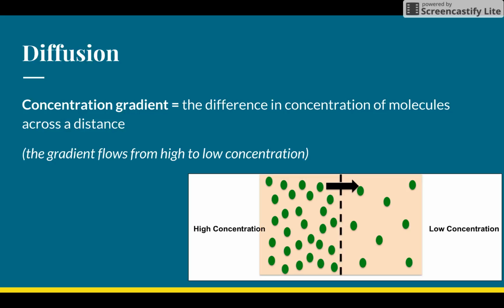The concentration gradient is a term that we use to describe the movement of the molecules or the direction that they move. So the concentration gradient here is represented by this arrow. This is the direction of the gradient. And you can think of this as similar to being like a river. So a river flows from a high area to a low area, just like the concentration gradient flows from a high concentration to a low concentration.